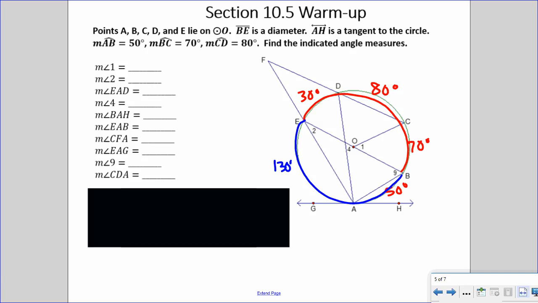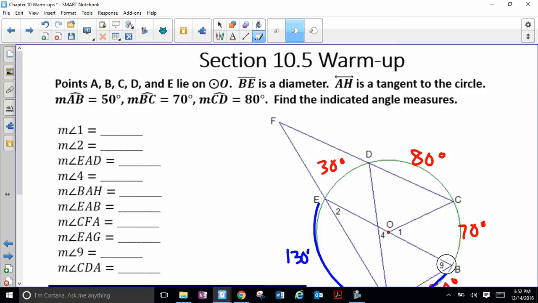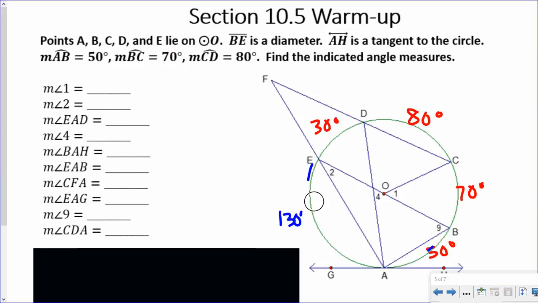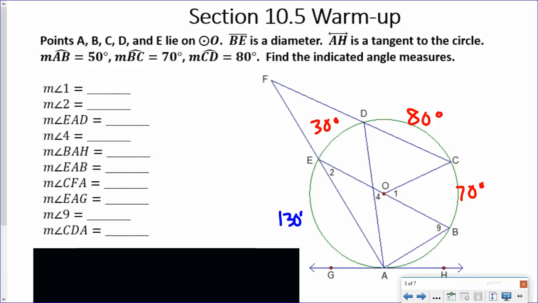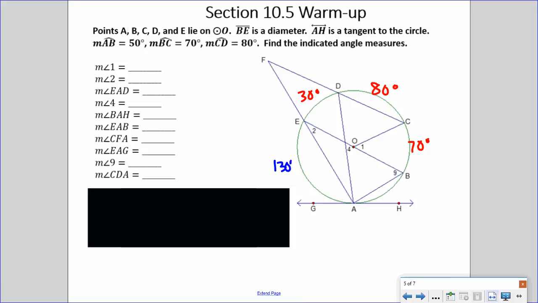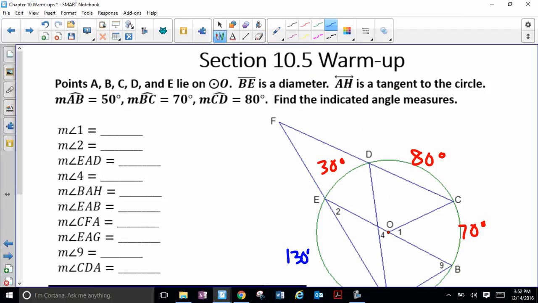Okay. Oops. Let me erase. So now I have all the arcs that I need. So write that. There we go. Might be a little easier. Sorry, bear with me here.